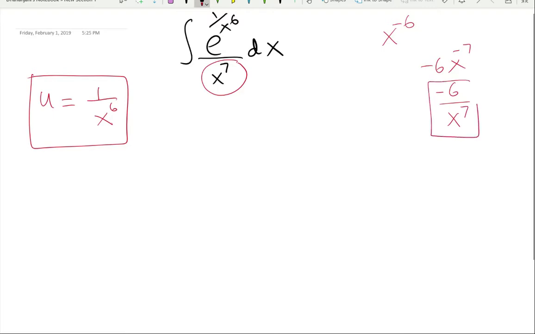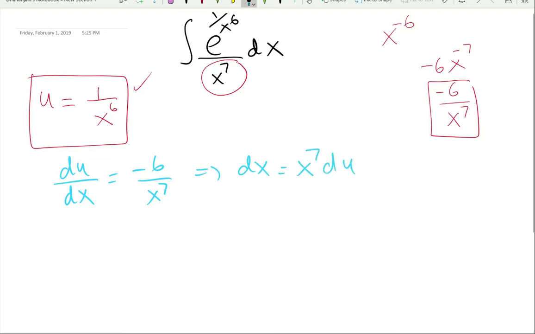So do you see? Derivative of 1 over x to the 6 is negative 6 over x to the 7. Do we have 1 over x to the 7 somewhere else? Yes. So this is the better choice, and we can cancel out that x to the 7. So du over dx is negative 6 over x to the 7. This means dx is, if you swap very carefully, x to the 7 du over negative 6. Be very careful. This x to the 7 goes to the numerator and this negative 6 goes to the denominator.